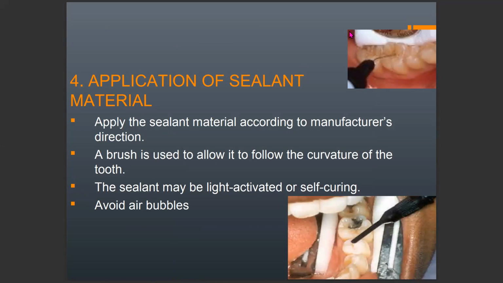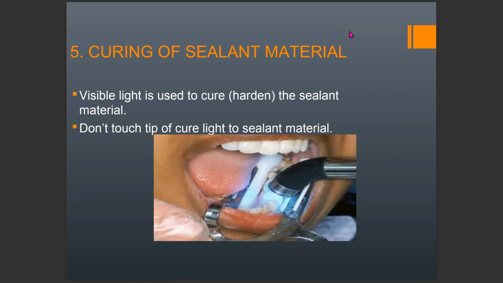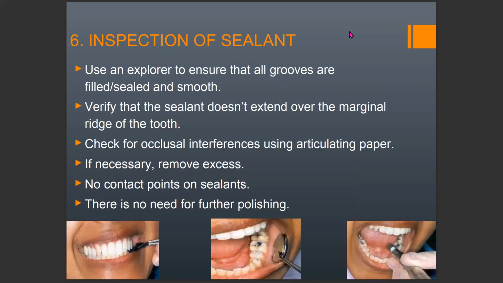A brush is used to allow it to follow the curvature of the tooth, and the sealant may be light activated or self-curing. Avoid air bubbles. For curing of the sealant material, visible light is used to cure, and don't touch the tip of the cure light to the sealant material. Inspection of the sealant: use an explorer to ensure that all the grooves are filled.